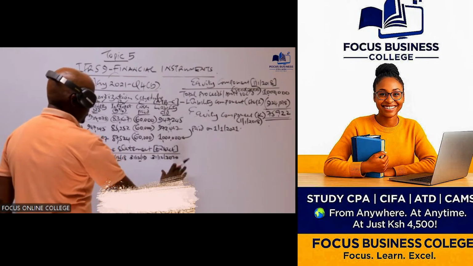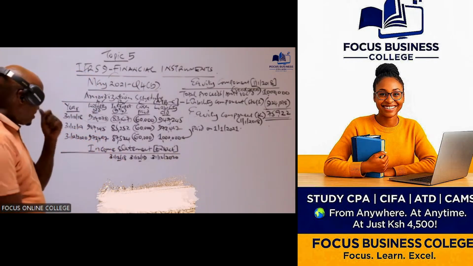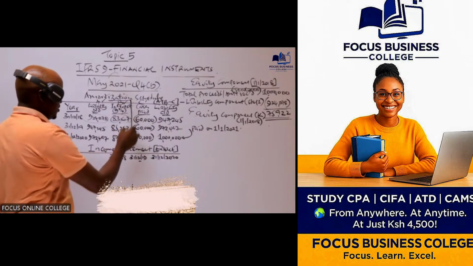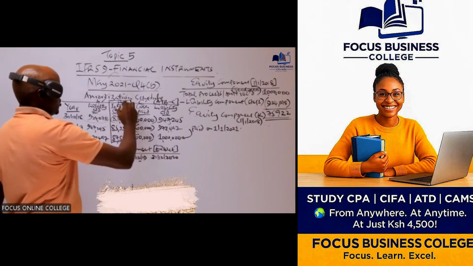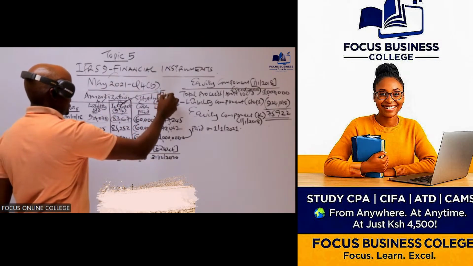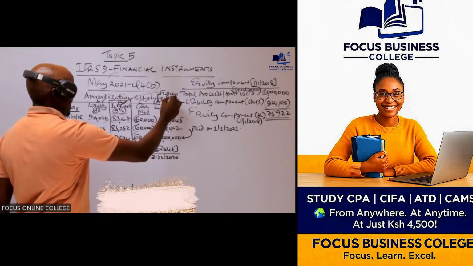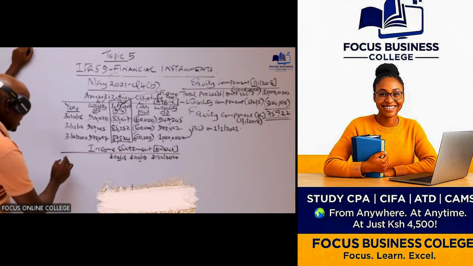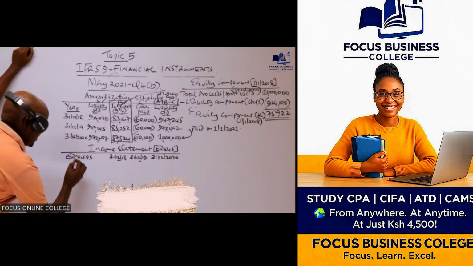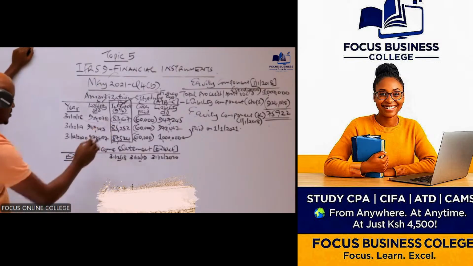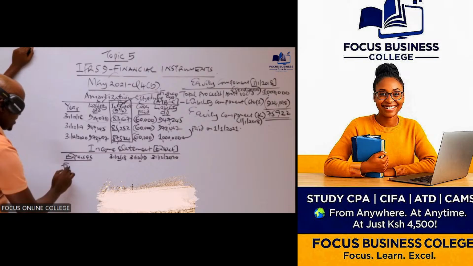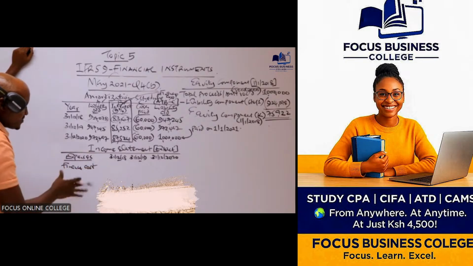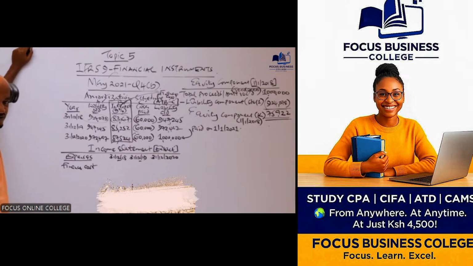What the company was supposed to recognize in the income statement is this interest. This interest should be recognized in the income statement as part of the finance cost. So in the income statement, specifically under expenses, the company was supposed to recognize this interest. Basically, any form of interest will be recognized in the income statement as part of the finance cost.